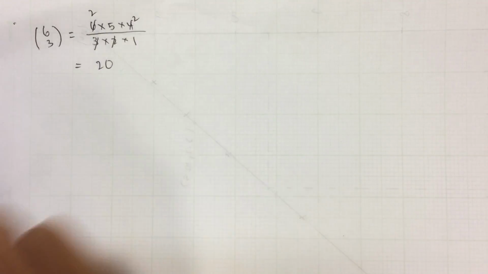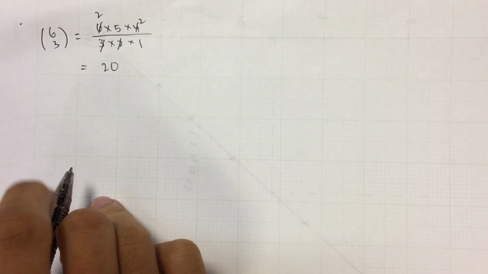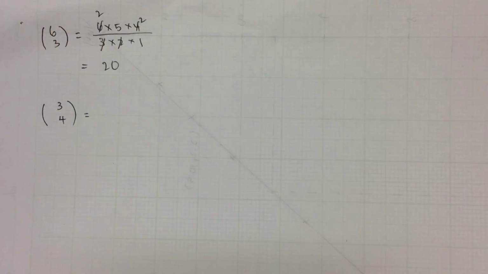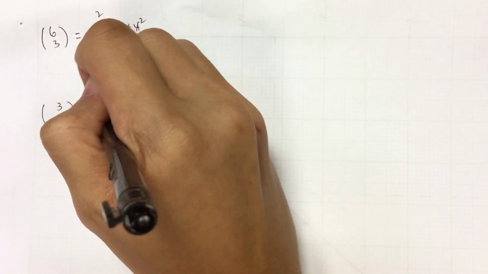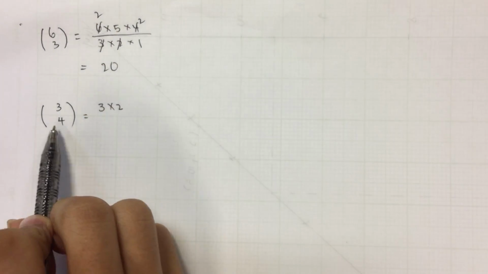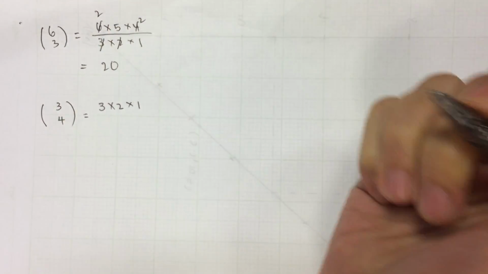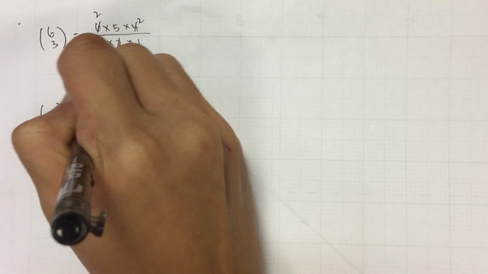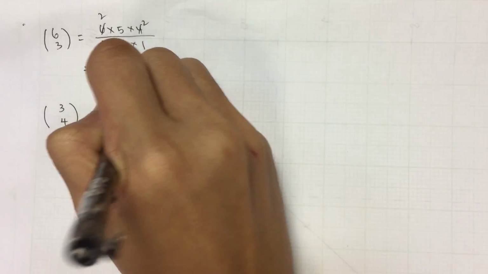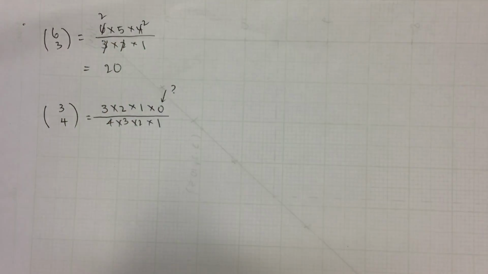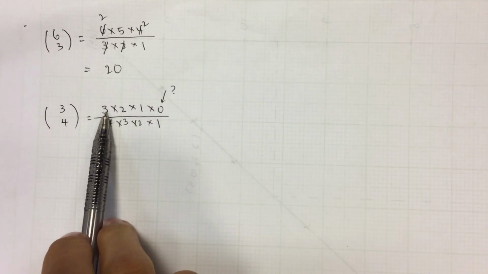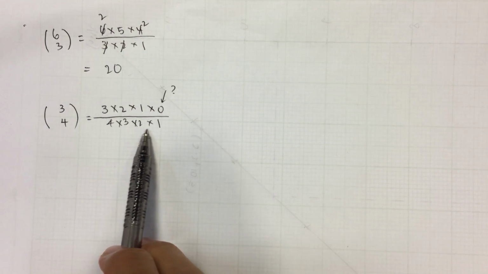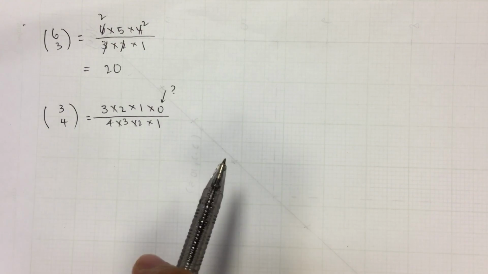Is this always possible? Let's take a look at this. Alright, let's write down as usual. I start with a 3. Where do I stop? I need to have 4 items, right? Times 2 times 1. Then how? Maybe times 0, divided by 4 times 3 times 2 times 1. What's going to happen is the numerator is just going to become 0, right? Then the denominator is going to give me some number. Then my answer is just going to be 0.